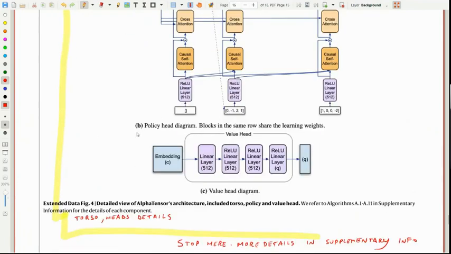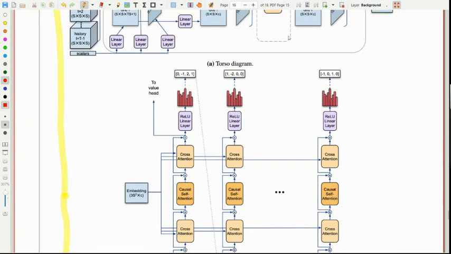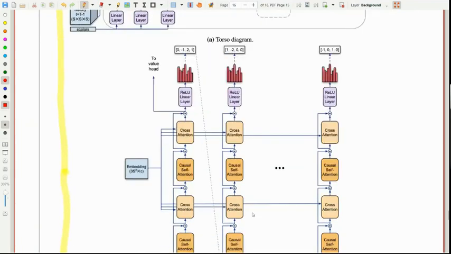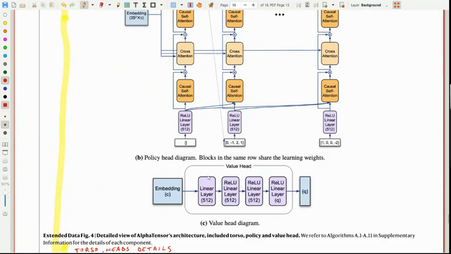Okay, this is the policy head diagram. This is in some sense, oh, sorry, this is the torso, this is the policy, okay, and this is the value head.